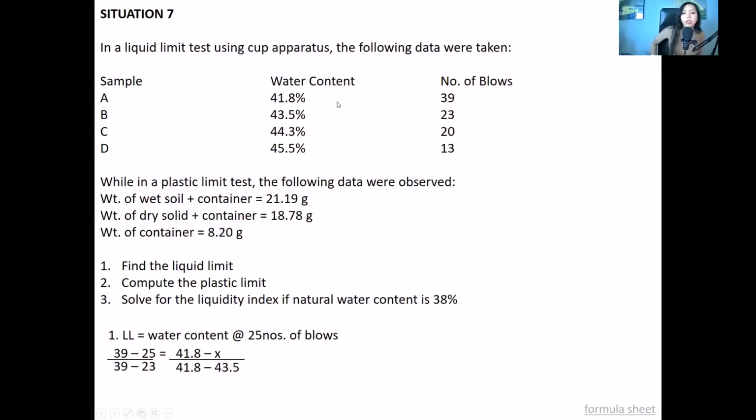Okay? So, that's such a mouthful. So, solving for X, which is the water content at 25 number of blows. Can you please calculate?